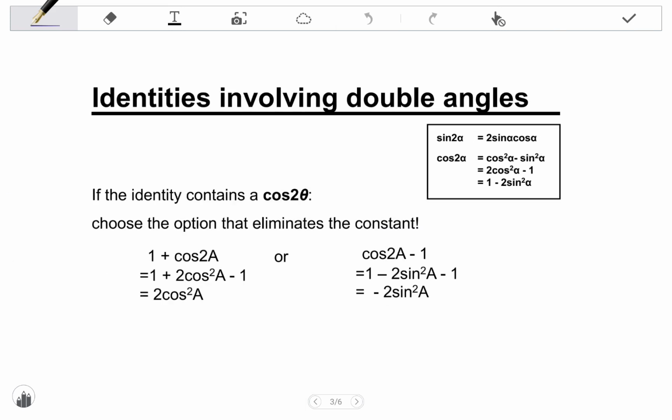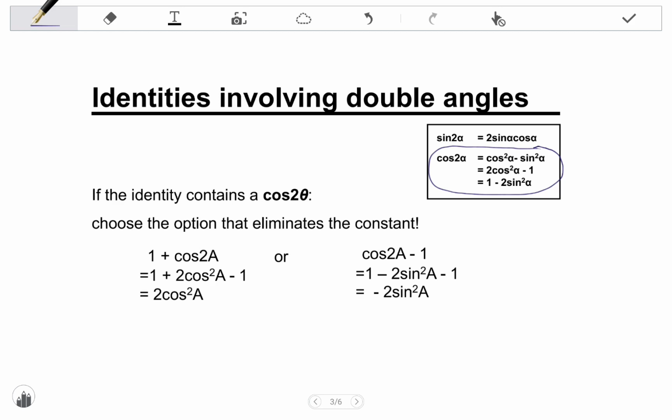Right, then I just want to give you a tip about identities involving double angles. Now, if it is a sine double angle, it's simple because there's only one expansion form of a sine double angle. But if we have a cos double angle in the identity, cos double angle can expand to 3 different forms, which makes life a little bit more complicated because we need to decide which form to choose. So use this tip.